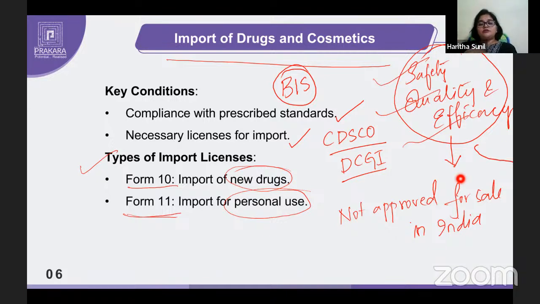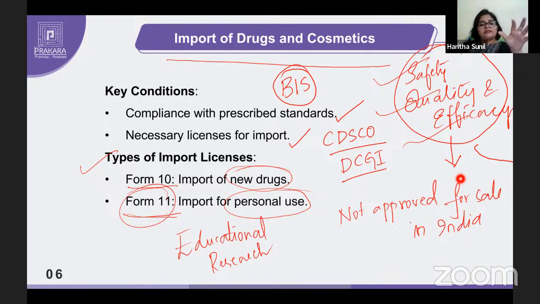And personal use also includes educational purposes. Like if you're doing a project in your college and you want to do that work on a particular drug, that is called an educational purpose. Or even research purposes. If you want to perform any research on that, for that purpose also you can import the drugs from another country. For example, if a patient requires a rare medication which is not available in India for a chronic condition, then they can apply to import that drug by filling Form 11.